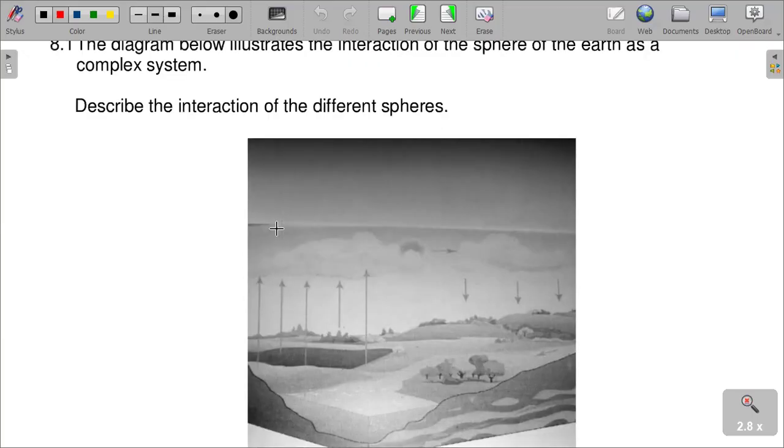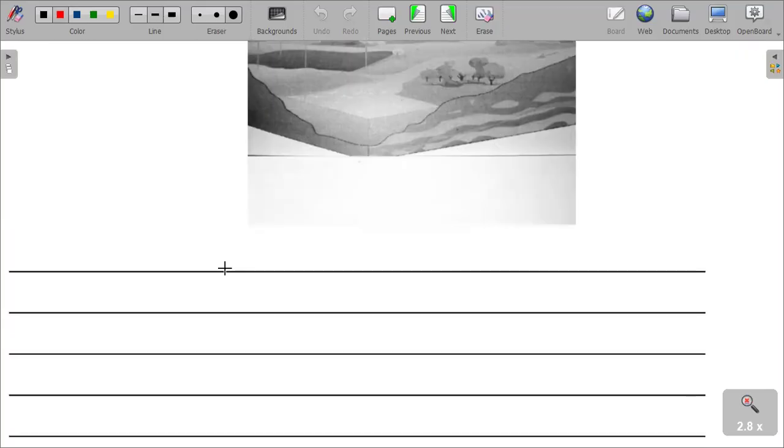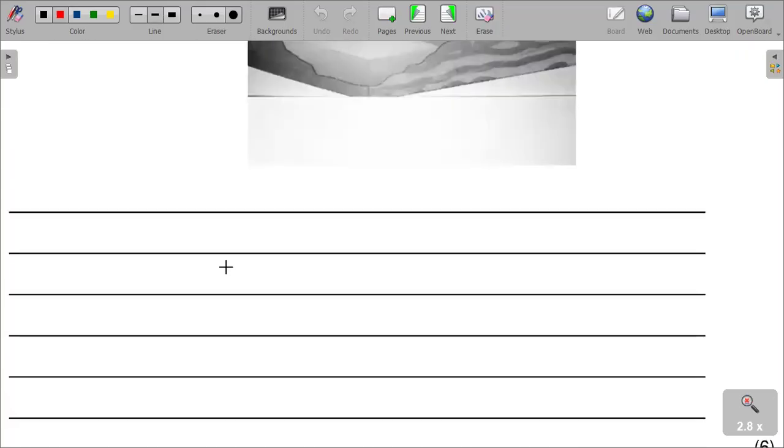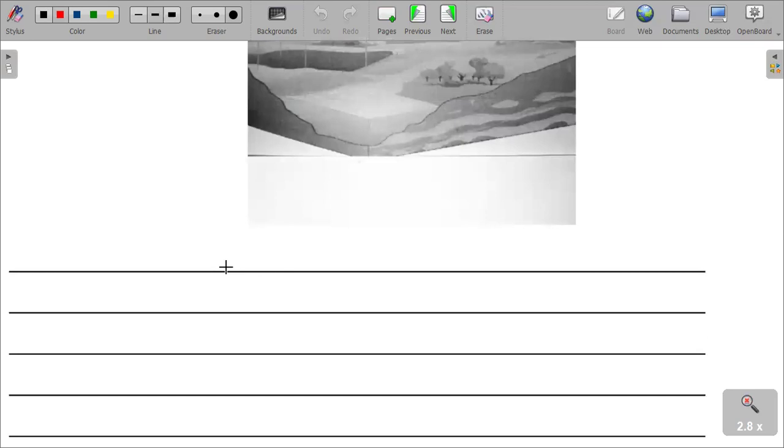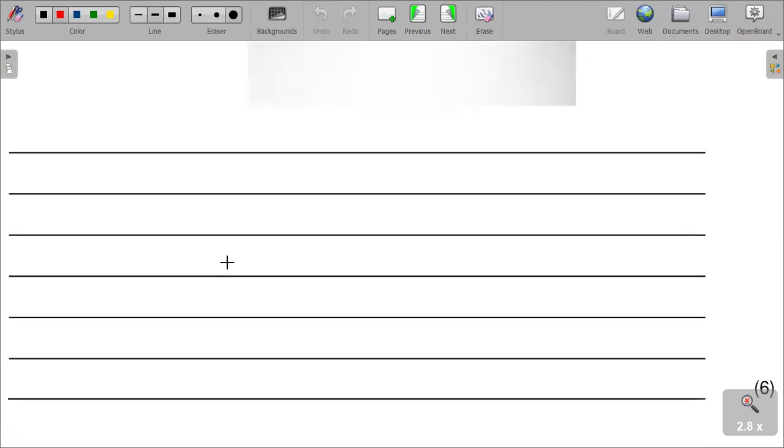We have our lithosphere, our atmosphere, and our biosphere, with the plants and oxygen release. We also talk about the hydrosphere in terms of water evaporating from oceans and becoming water vapor in the atmosphere. That is what we need to discuss: the interaction of the different spheres.